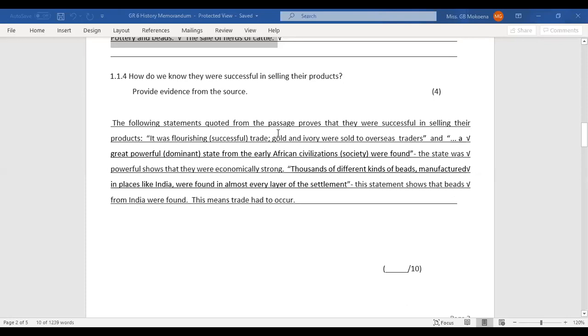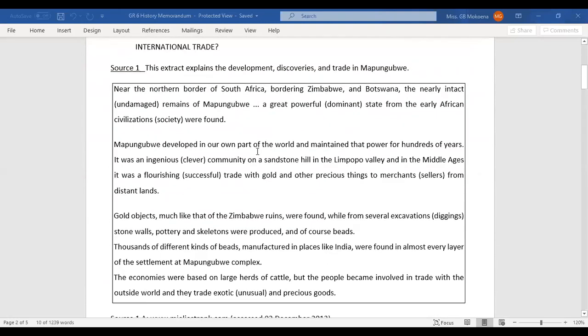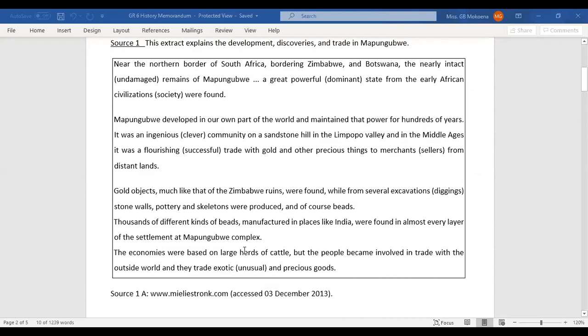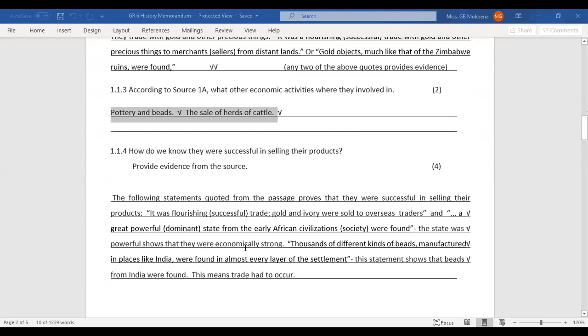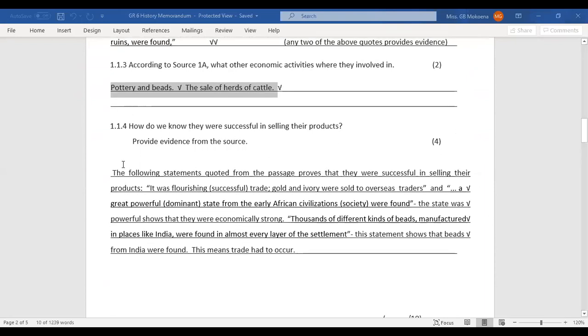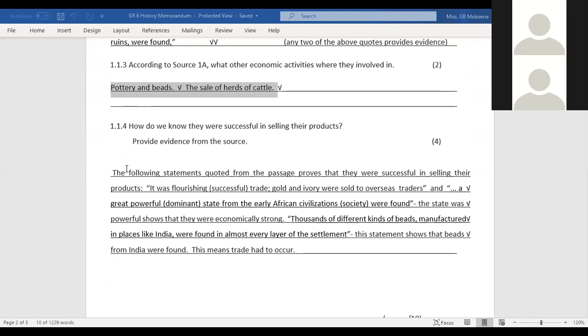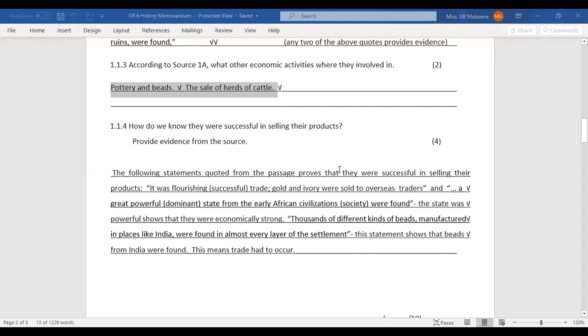Okay, number 4, how do we know they were successful in selling their product? Provide evidence from the source. So which means we will go to the source and read, and then we extract evidence that shows that their product were successful. So this is what I've extracted from the source. Okay, please switch off your videos. The following statement quotes from the passage prove that they were successful in selling their product. Let me highlight it so you can see. This is what I have quoted from the source.